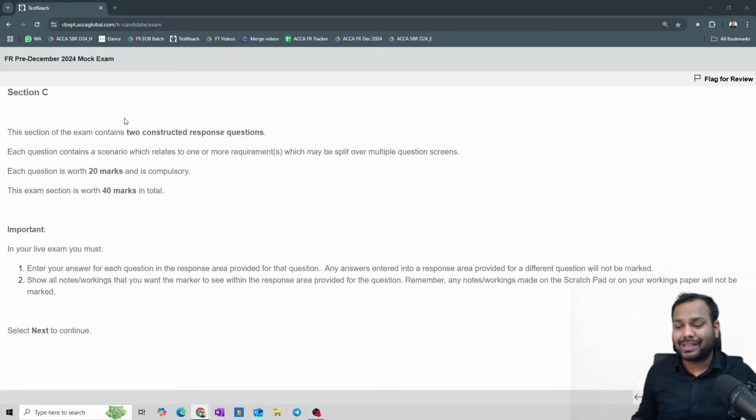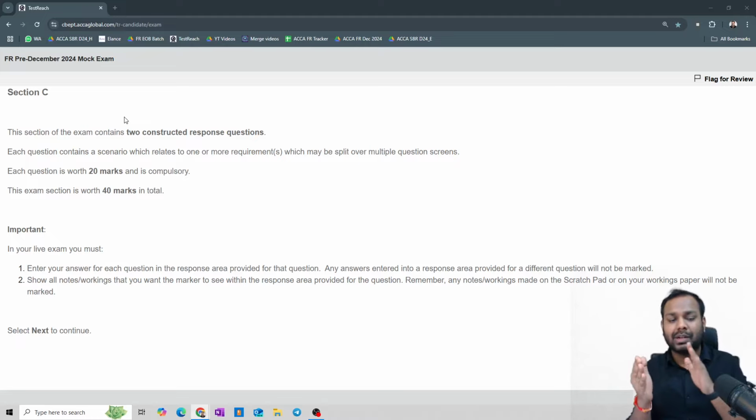We won't discuss section A and section B because you can very well verify your answers for section A and section B in the ACCA practice platform. But in section C, students are not able to review whether their answers are right or wrong. So we will discuss section C.